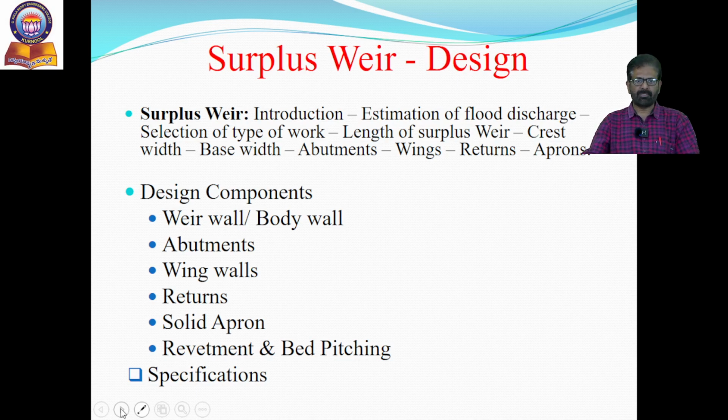As you know the definition of the surplus weir, the main component of this structure is the weir wall, no doubt. The weir wall is also known as the body wall. Similarly, abutments, wing walls and return walls all come under protective works, even the solid apron also. Of course, some other additional protective works like revetment and bed pitching also have to be provided. And at the end, the specifications required for construction of these components of the structure.